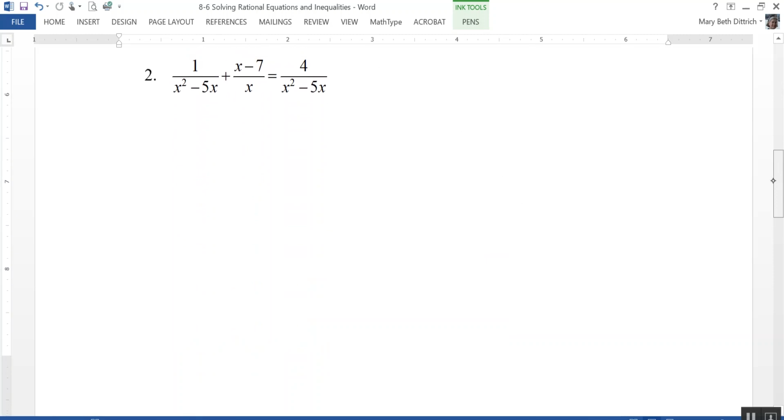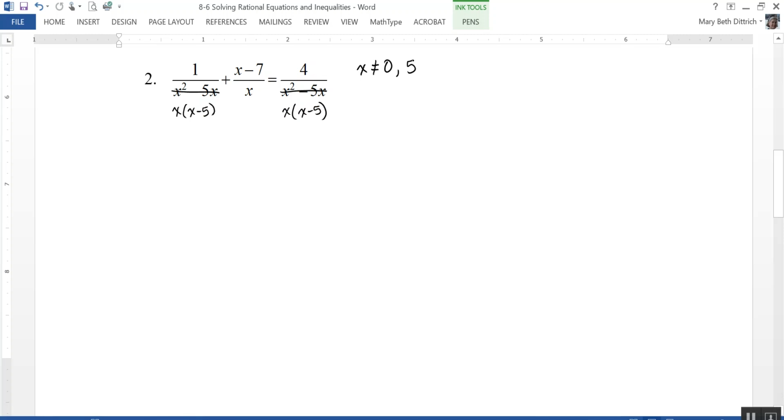Second example here is 1 over x squared minus 5x plus x minus 7 over x equals 4 over x squared minus 5x. Let's first take a look at our excluded values. So x cannot equal 0. Let's go ahead and factor this. That's going to turn into x times x minus 5, as will this one, so x also cannot equal 5.